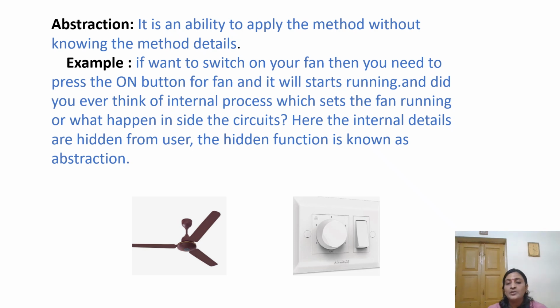Next, abstraction. Abstraction means hiding all the unnecessary details from the user. If we want to switch on the fan, what do we do? We just plug in the switch, then the fan moves. But do we know how the electricity passes and how the fan moves? No. So abstraction hides all the unnecessary information about electricity from the user, and only the necessary things are available. It means abstraction is the ability to use a method without knowing the details.